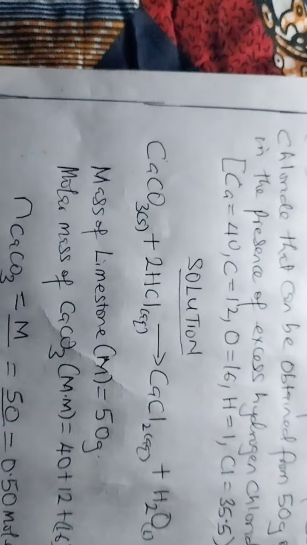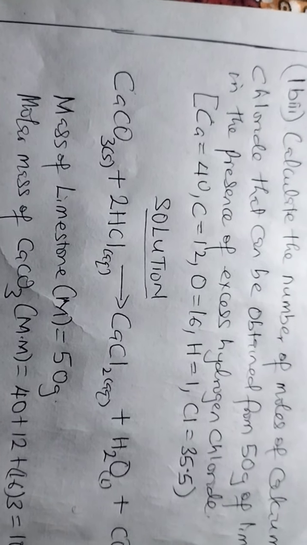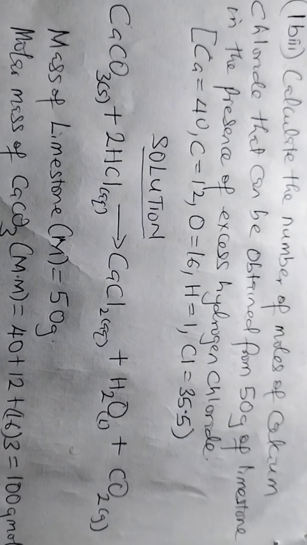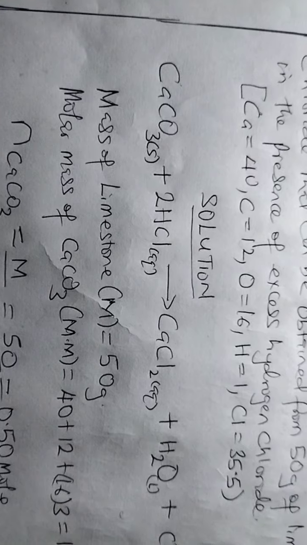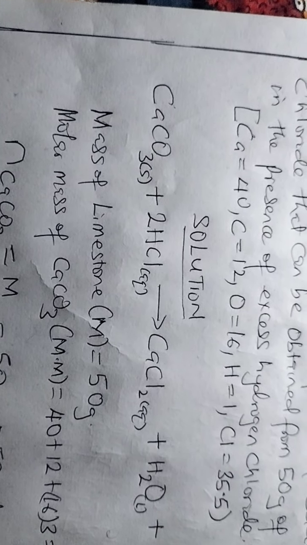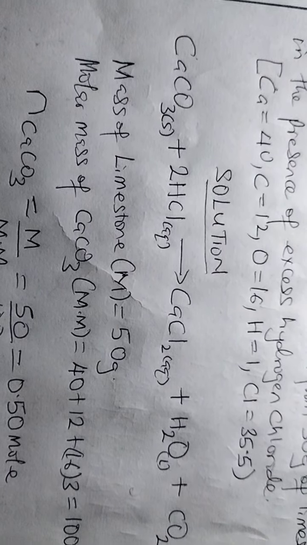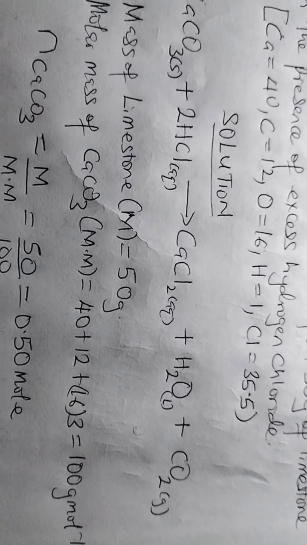We have the equation there between calcium carbonate and HCl. So 1 mole of calcium carbonate reacted with 2 moles of HCl to give us 1 mole of calcium chloride, 1 mole of water, and 1 mole of CO2. Mass of limestone is 50 grams. Molar mass of calcium carbonate. Mind you that calcium carbonate stands as limestone. Giving us 40 plus 12 plus 16 times 3, giving us 100 grams per mole.